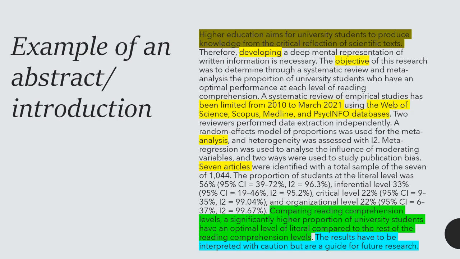Now they go to their argument: therefore, developing a deep mental representation of written information is necessary. Yeah, they state their objectives. The objective of this research was to determine, through a systematic review and a meta-analysis, the proportion of university students that have an optimal performance at each level of reading comprehension.